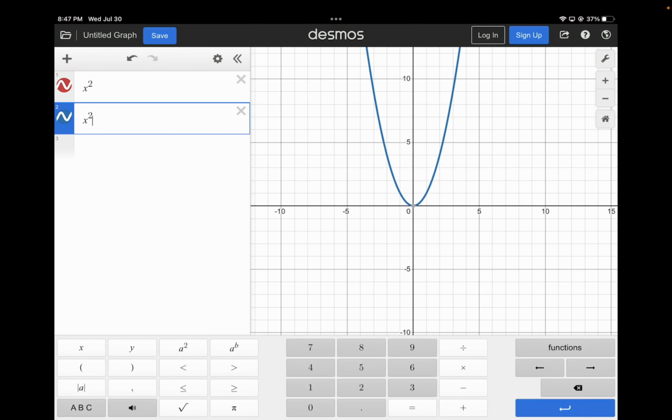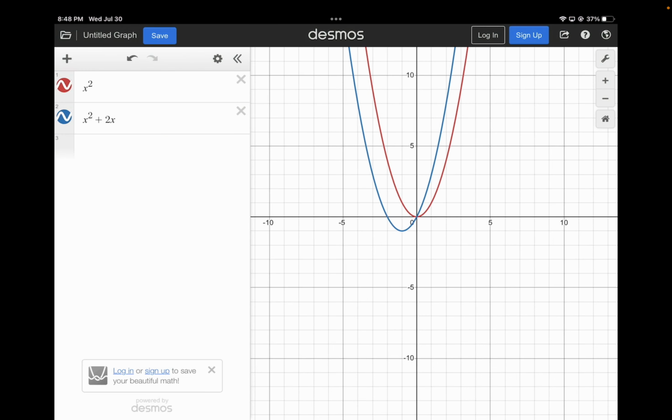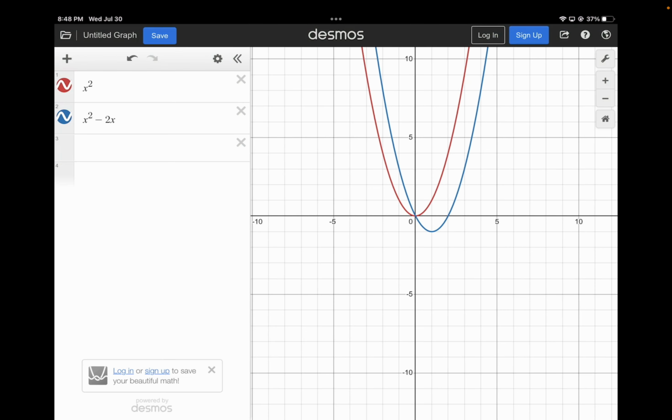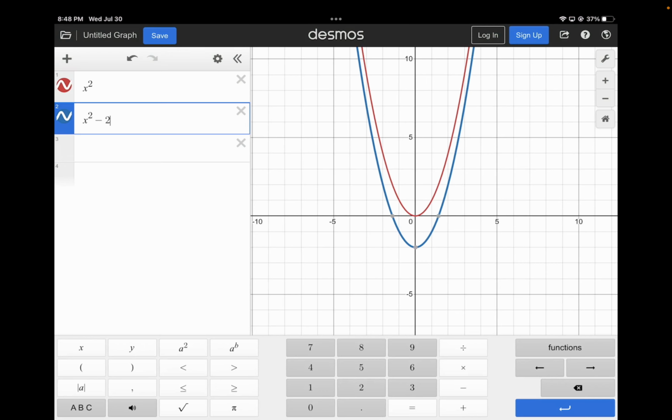If I do plus 2x, why did it go down? Whatever. The middle number with the smaller variable, so not x squared, but x, shifts it to the left or right. Apparently it shifts it down a bit too, but I thought it just shifts it left or right.